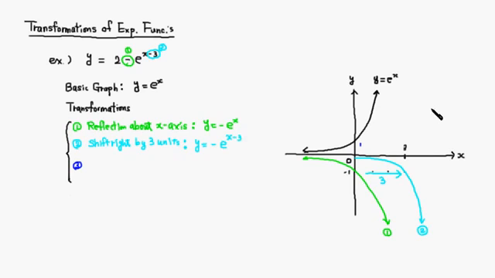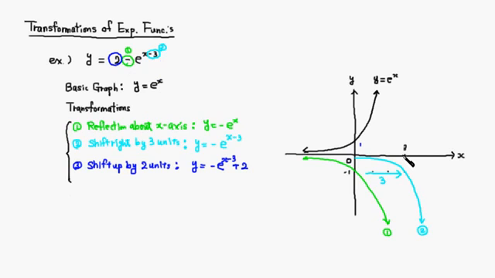Then the third transformation is here. You're adding 2. It's kind of misleading since the 2 is the first term, but it's just adding 2 at the end. So this is just a shift up by 2 units, and the equation is y equals negative e to the x minus 3 plus 2, which is what we're looking for.